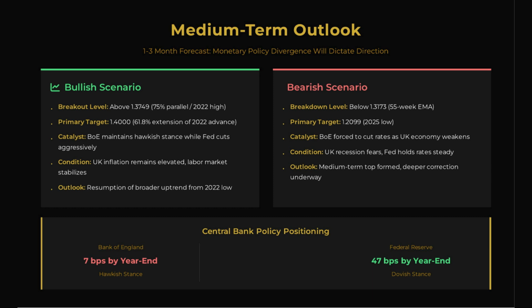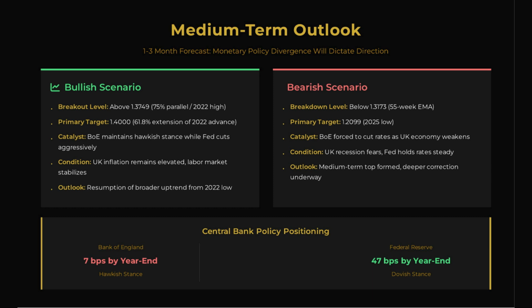Looking at the medium-term outlook for 1 to 3 months, monetary policy divergence between the Bank of England and Federal Reserve will be the key driver. In a bullish scenario, a breakout above 1.3749, the 75% parallel and 2022 high, would signal resumption of the broader uptrend, targeting 1.4000. This would require the BoE to maintain its hawkish stance, while the Fed cuts aggressively.